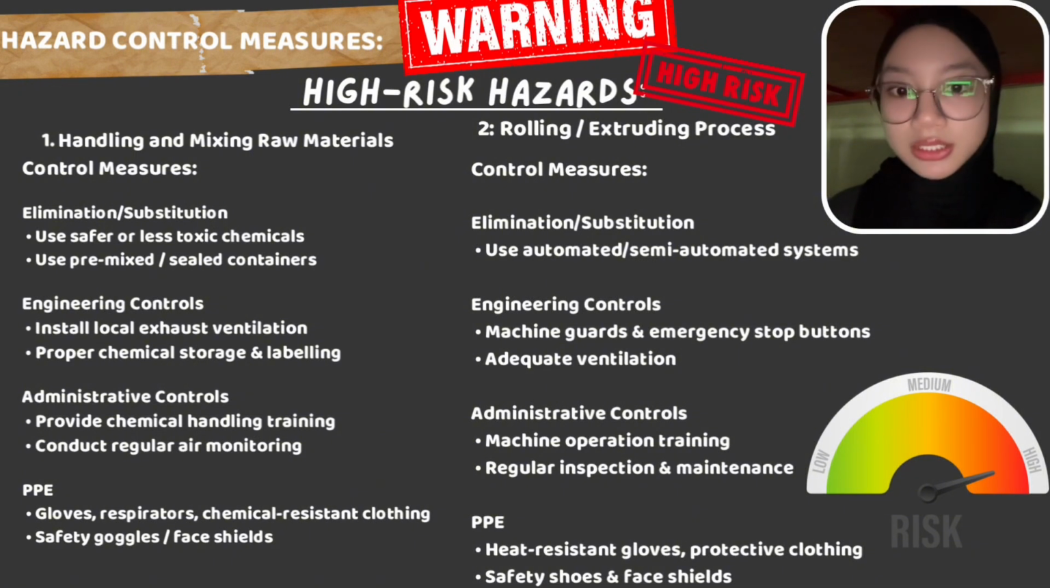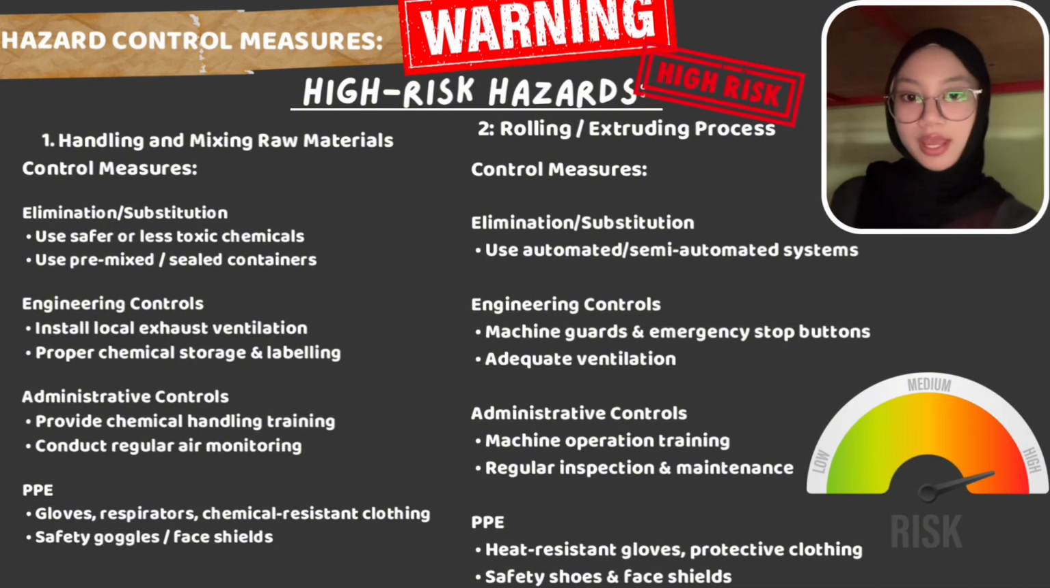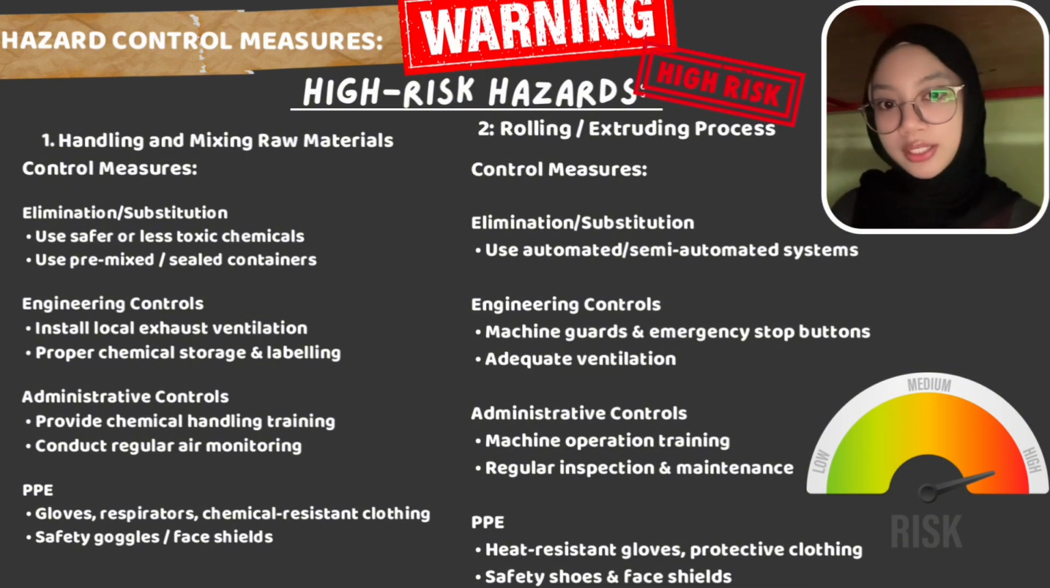Proper chemical storage and clear labeling are also done to make sure workers can identify materials safely. Next, for administrative controls, workers are given proper chemical handling training so they understand the right procedures. Regular air monitoring is also carried out to ensure the workplace remains safe from chemical exposure. And lastly, for PPE, workers must wear gloves, respirators, and chemical-resistant clothing. Safety goggles or face shields are also required to protect the eyes from splash or fumes.